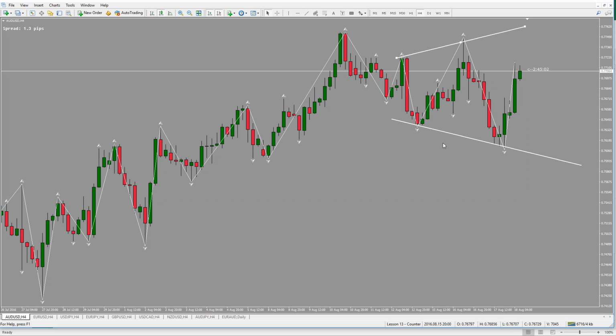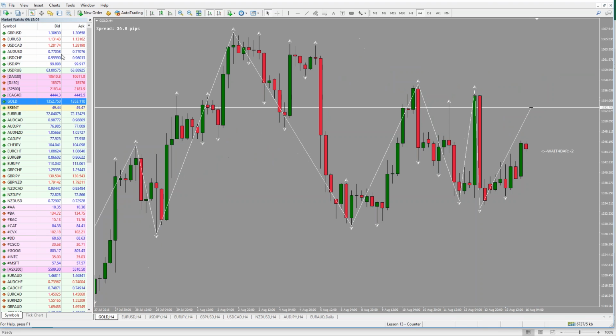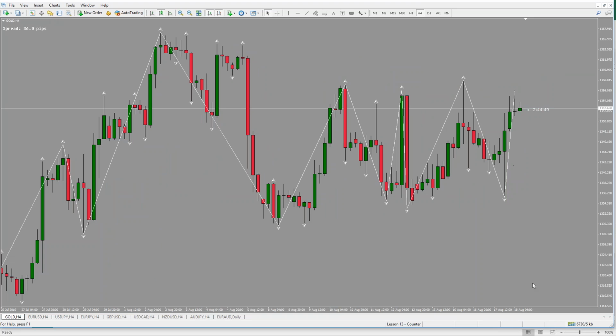And remember what we're aiming for. We're aiming for the third touch, price action confirmation. Someone's asking me for gold. Let's have a look at gold. I want a 4-hour gold chart right now. Let me go to a daily first.